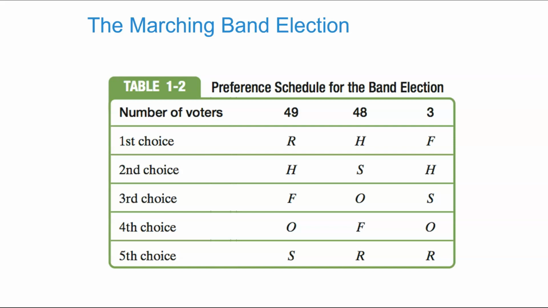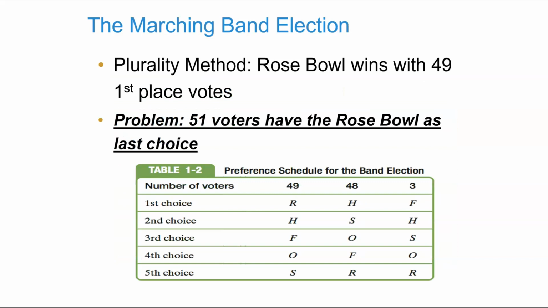So if we take a look here and we follow plurality, we can see that the Rose Bowl, or R, has the most first place votes, so they're going to the Rose Bowl. The thing is, if you look here, the Rose Bowl was ranked the lowest for the 51 other voters. So yes, the Rose Bowl won with the most first place votes, but 51 wanted it as their last choice.